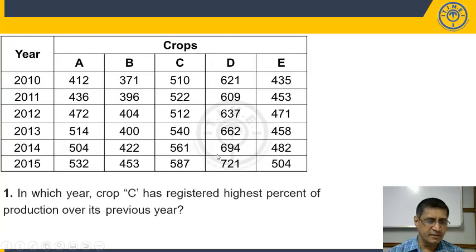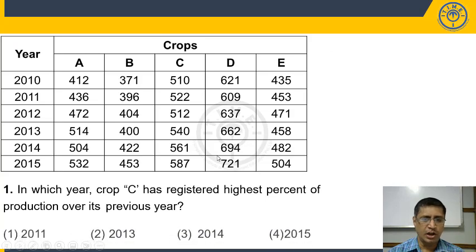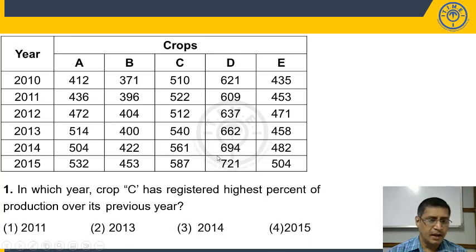Now this is the first question. Here is the first question on your slide. Right, look at this one. In which year crop C has registered highest percent of production over its previous year?